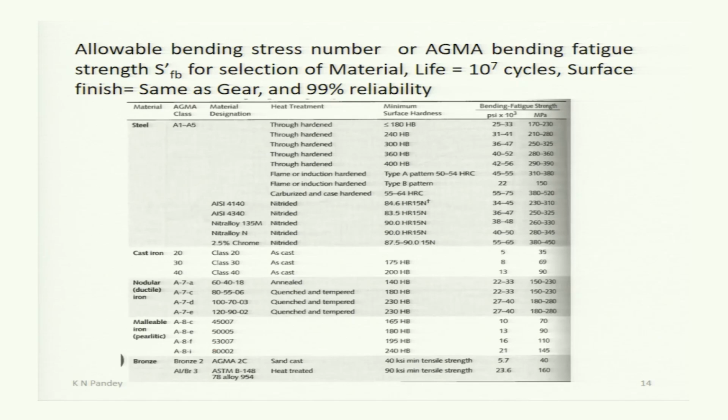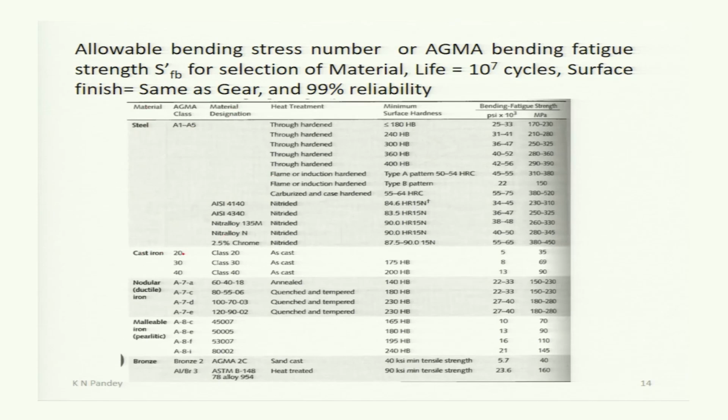Now, this table gives you the allowable bending stress number or AGMA bending fatigue strength SFB dash for some selection of materials with life 10 to the power 7 cycles, surface finish same as gear, 99% reliability, and temperature equal to room temperature. You may see in this table different materials are given like steel, and in that different material designations are there.